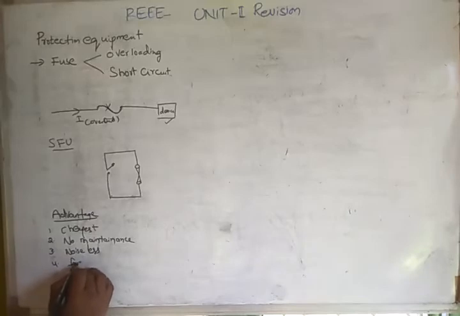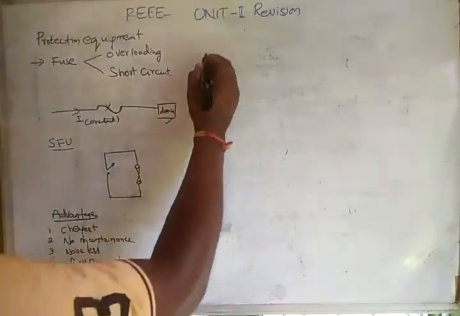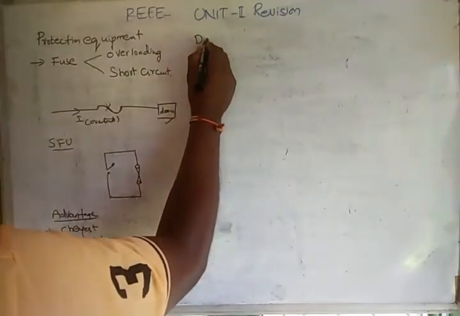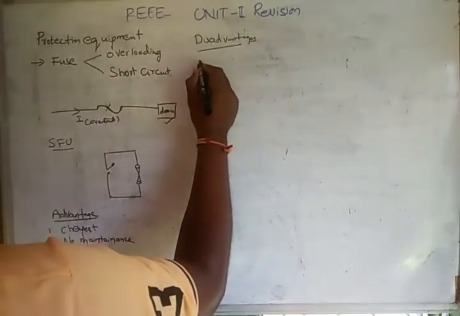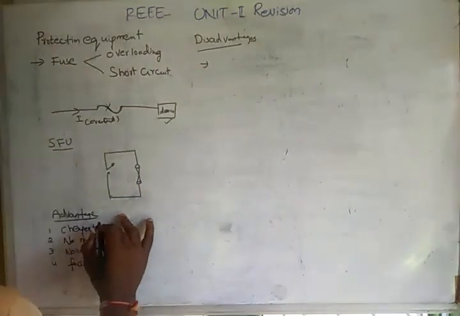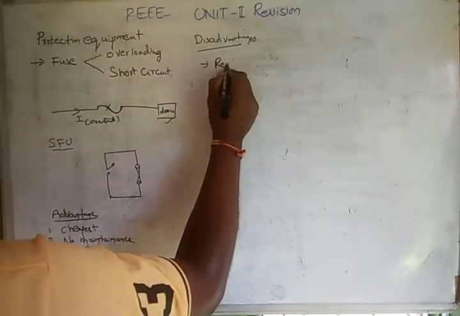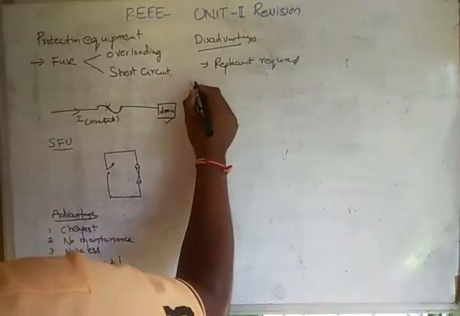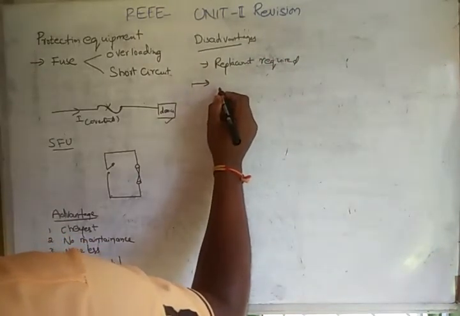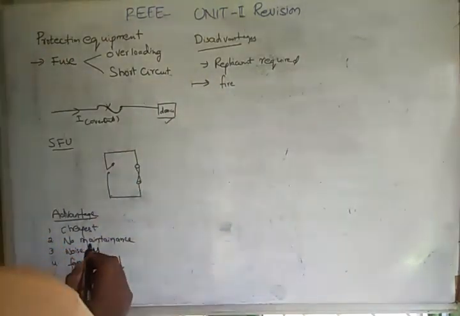Fault current will be reduced. These are the advantages of the switch fuse unit, and there are some disadvantages also. Once the fuse melts, we need to replace it with a new fuse. Sometimes a fire will happen during the melting of the fuse.